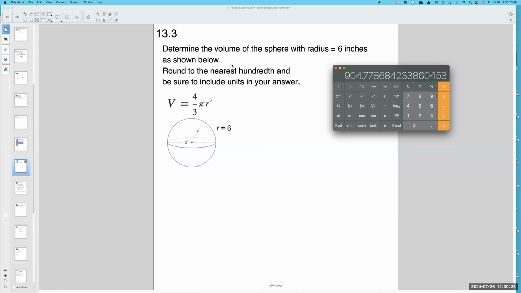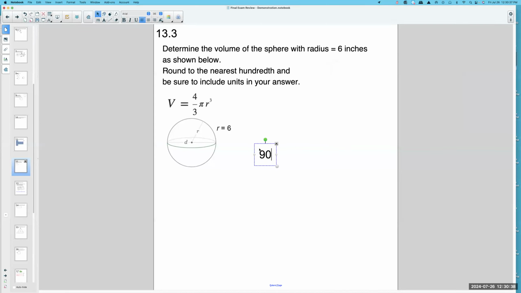904.778684. Okay, it says to round to the nearest hundredth. Just to be picky, 904.7. I look at the next digit, which is the hundredths column, is another 7. And the digit after that's an 8, so it's going to go up. So 904.78 cubic inches.